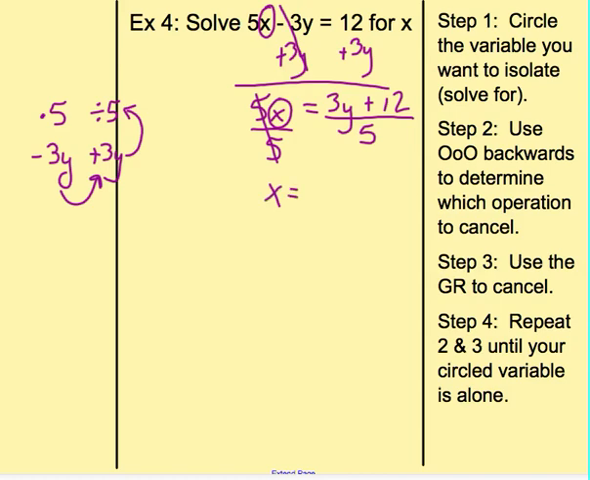On the right-hand side, I'm going to go ahead and use the butterfly method. I have 3/5 y because that doesn't simplify. On the right-hand side, I have a plus 12/5. Again, no common factors, so it doesn't simplify.